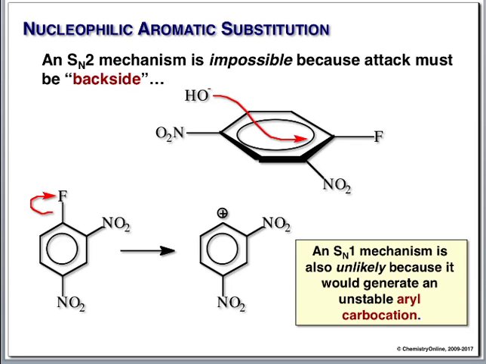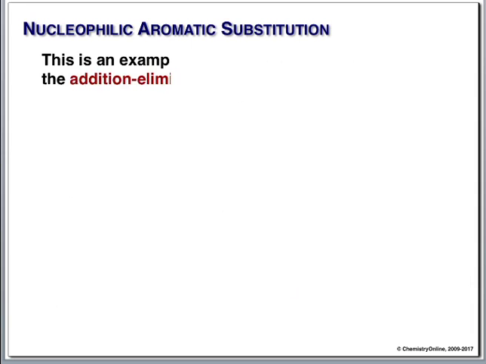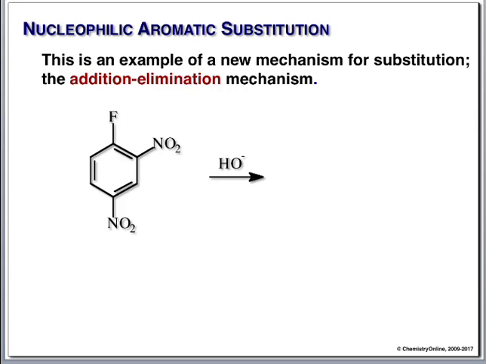What we're left with is called addition elimination. You'll note that this ring is very electron deficient. First of all, fluorine itself over here is very electronegative, the most electronegative element. So it's sucking electrons towards itself. The nitro groups by resonance are pulling all the rest away. So this ring is really, really positive.